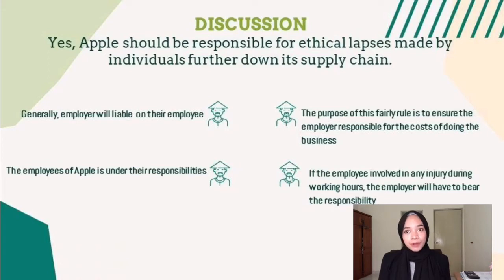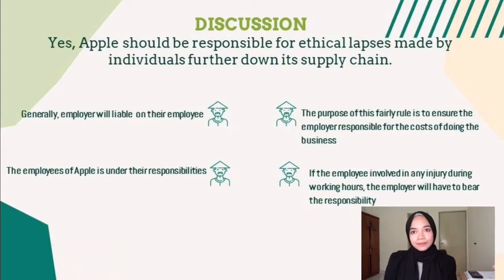Generally, the employer will be liable if any of the employees is doing their job, because the employees are considered to be acting on the employer's behalf when any incident such as misconduct or carelessness takes place. Therefore, the employer will be liable. Apple agreed to take responsibility for the employer's actions that could reflect them either positively or negatively. For example, if the employee is injured during working hours, the employer will have to bear the responsibility.